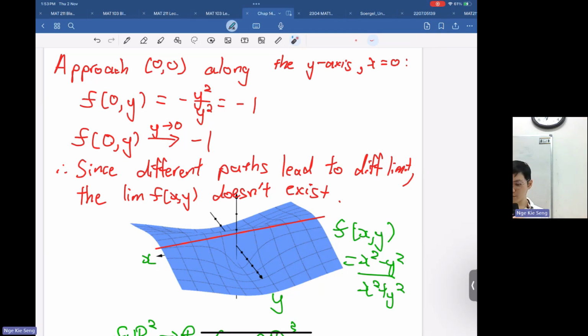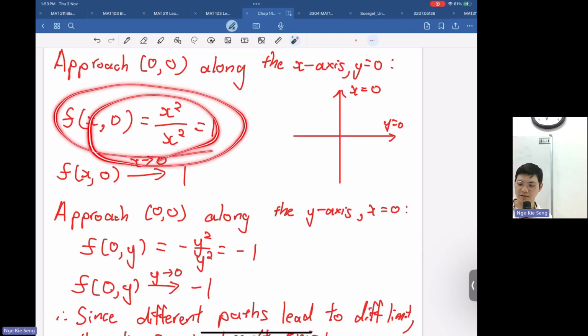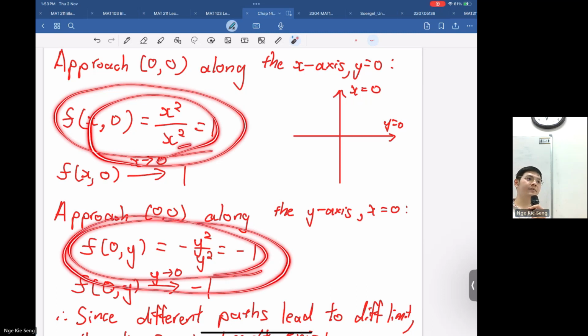So how should I determine whether this is x or y? I look at what I have computed. What's the function I computed on this line?